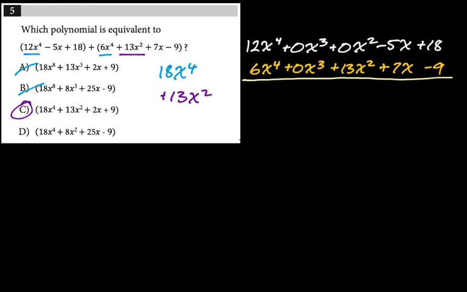And then you just add down, right? So 12 and 6, which is 18, x to the fourth, and then you'll have no x cubes. You'll have 0 and 13 x squareds, you'll get 2 x's, and you'll get plus 9. We already knew the answer.